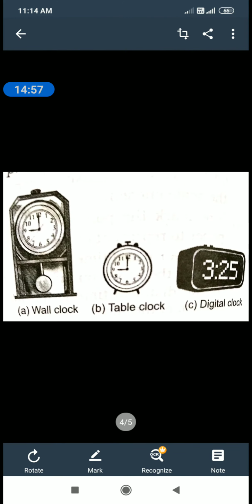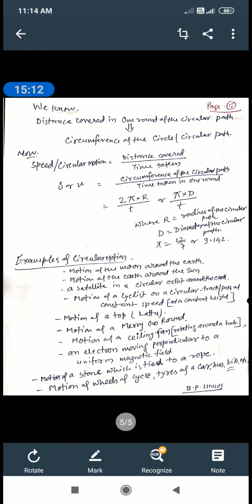This is the example of circular motion: wall clock, table clock. We know now. We come to the circular motion again. Distance covered in one round of the circular path is the circumference of the circle or circular path. Now the distance of circular path becomes the circumference of the circle or circular path, paridhi.